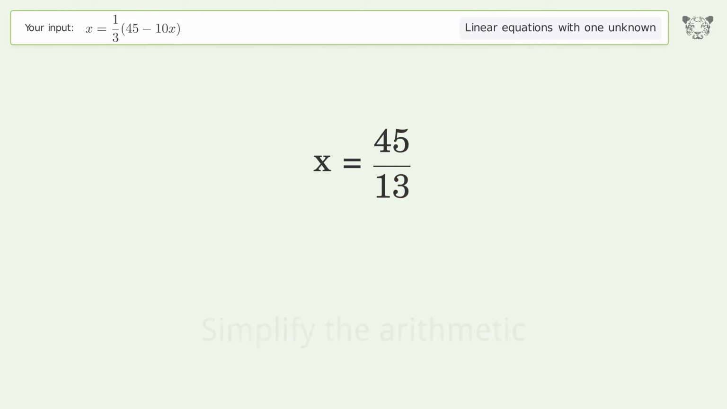And so the final result is x equals 45 over 13.